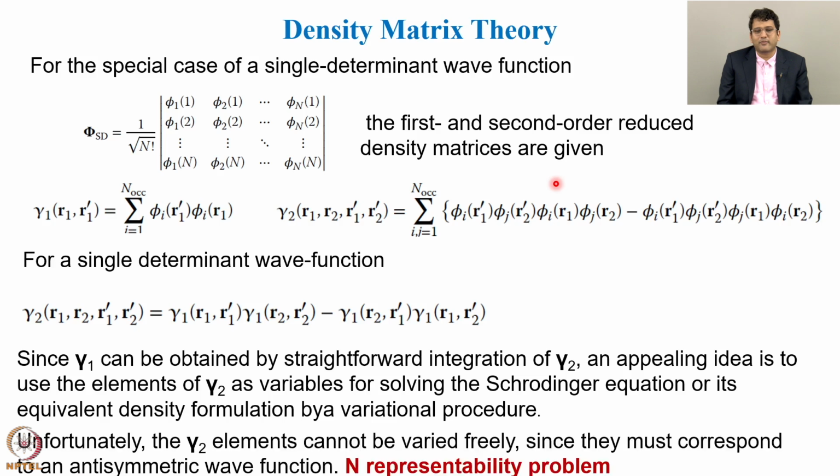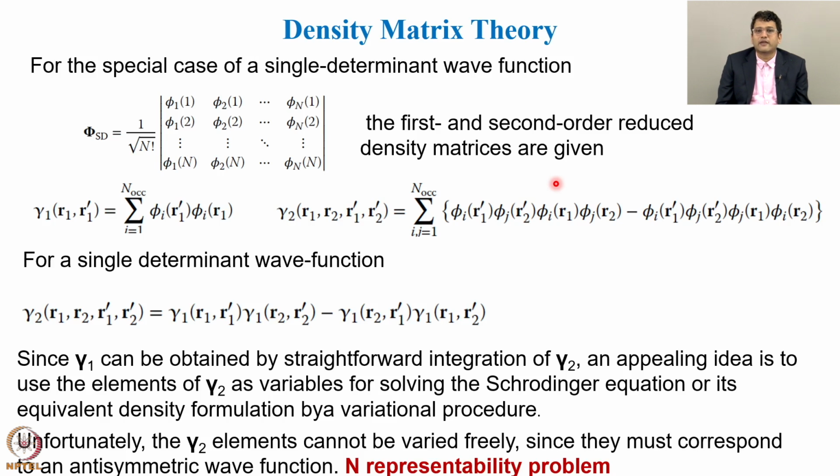What is the problem? The problem is that the gamma 2 elements cannot be varied freely, because remember how these gamma 2 elements were generated. They were generated by integrating out an antisymmetric wave function, because I am dealing with fermions. When you do the integration and reduce down to gamma 2, it is very difficult to ensure that this gamma 2 actually corresponds to an antisymmetric wave function, because my information has been reduced due to the integration. That is what is called the N-representability problem. That is why, although the density matrix theories are very attractive in principle, they are not really practical. At least there is no practical way of solving them.